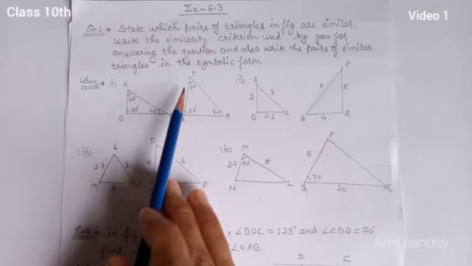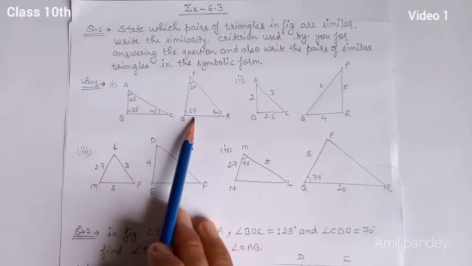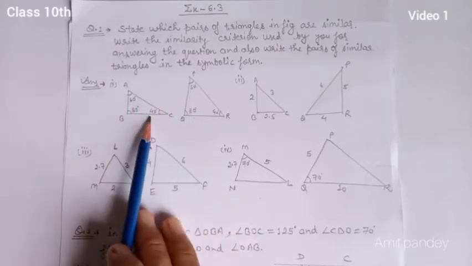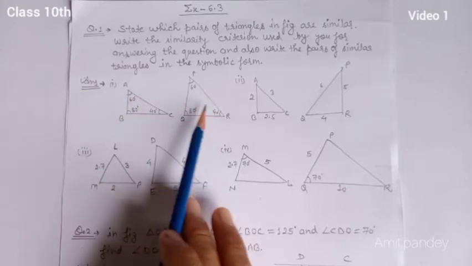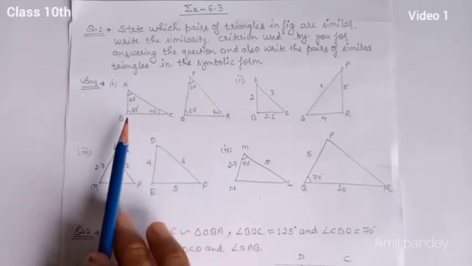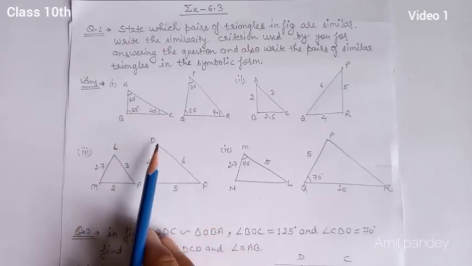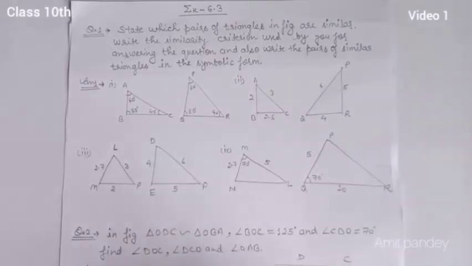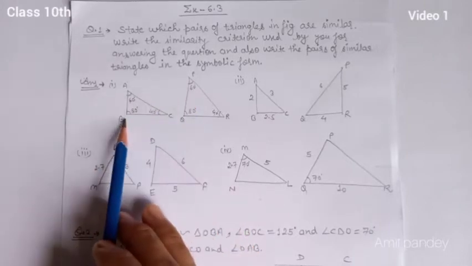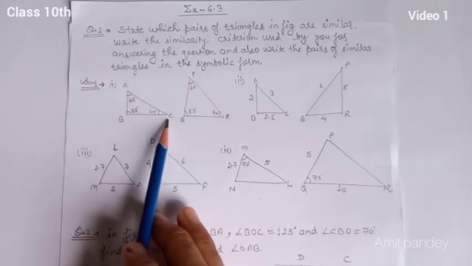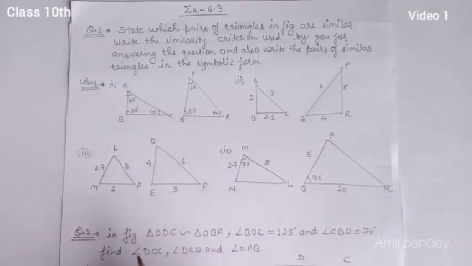Here triangles ABC and PQR. Angle B is 80. Let's see, is any angle 80 here? Yes, it is 80. Here 60. Yes. 40. Yes. Here is also 40. So these two triangles ABC and PQR are similar by AAA criterion. So students, understood? So you can write the pairs here. Angle A is equal to angle P, angle B is equal to angle Q and angle C is equal to angle R. Okay students, so just move to part 2.